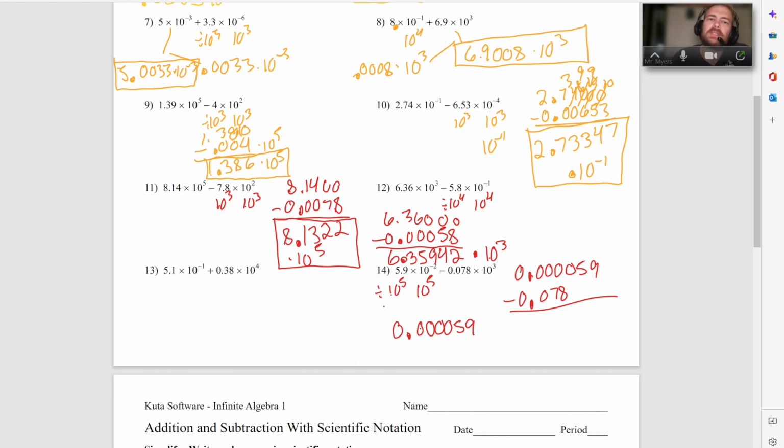So it's going to make more sense to subtract them the way I was originally going to do it, but I just need to remember that my answer is going to be negative. Okay? So this is actually the positive. I'm going to put the other one on top of it though. I'm going to do 0.078.